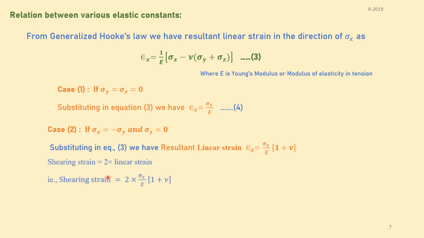And again, we have an important relation. Shearing strain is equal to 2 times linear strain. Linear strain or normal strain, both mean the same. The derivation is not included in this presentation, but we can always show that shearing strain is always equal to 2 times linear strain. So in place of linear strain, let me write sigma x by E into 1 plus nu.